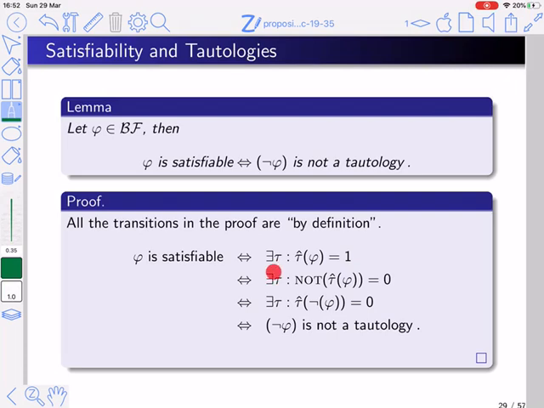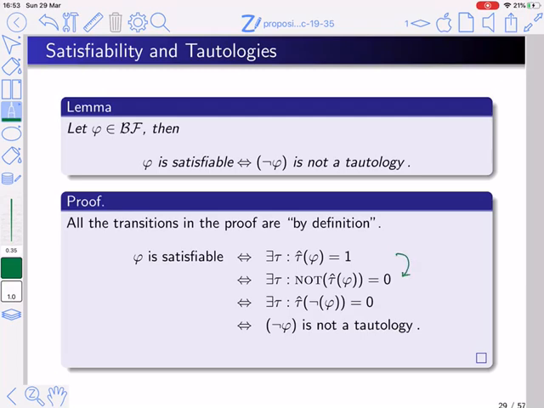Now, let's see the connection between the second line and the first line. Tau hat of phi is a bit. So, if we negate both sides of the equality, negation of 1 becomes 0. Negation of tau hat of phi becomes not tau hat of phi. So, the transition from here to here is by negation of both sides. So all we did was not.